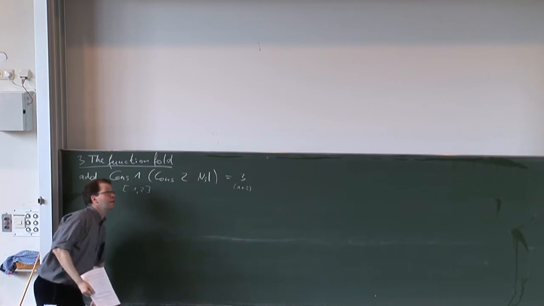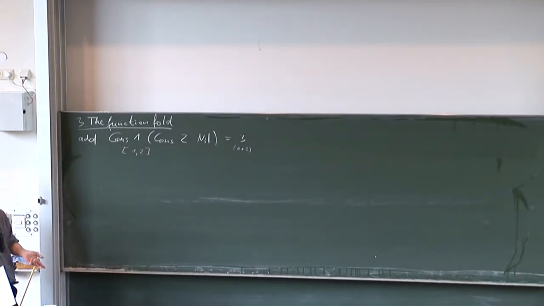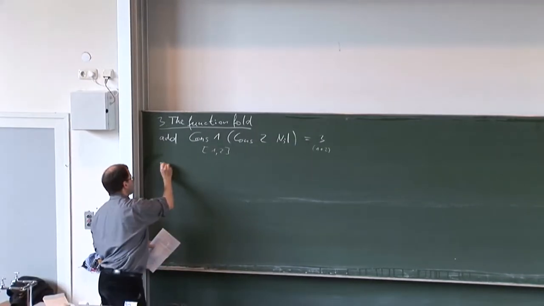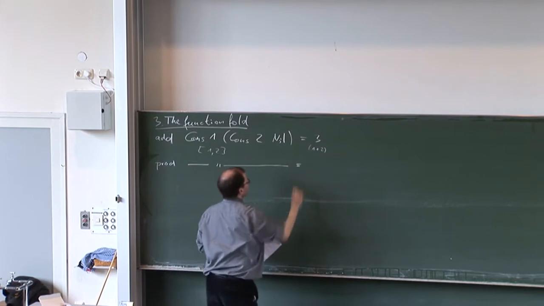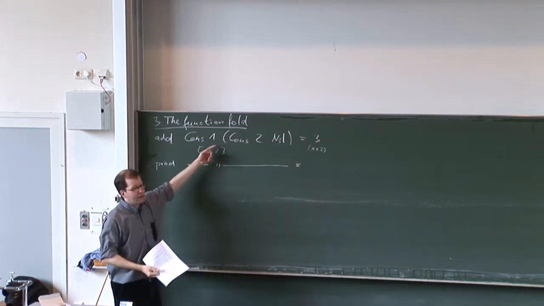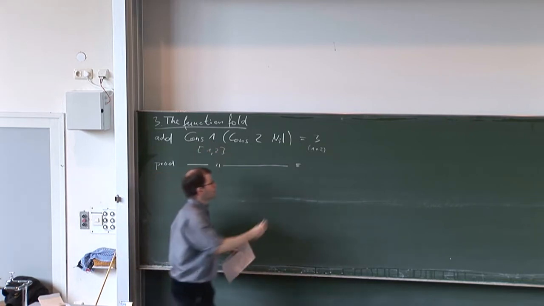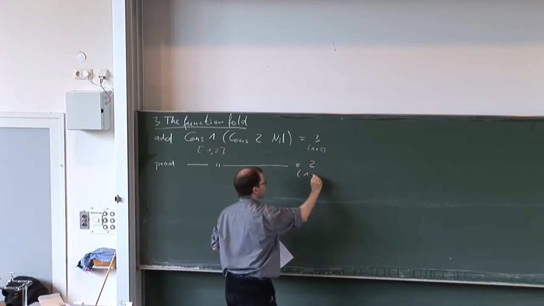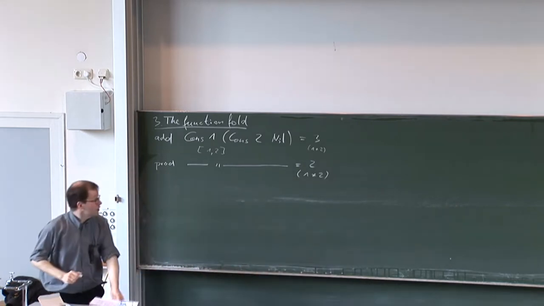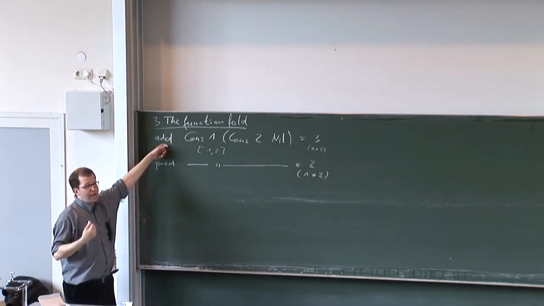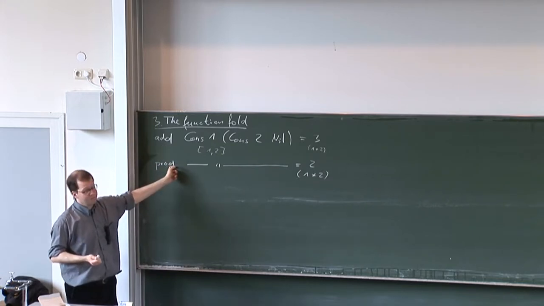And prod does something similar, but it builds the product. So if you take the same list, then it would multiply all the numbers in there. So it would compute 1 times 2, which is 2. So this is the difference. This function adds all the elements in a list. This function multiplies all the elements in a list.